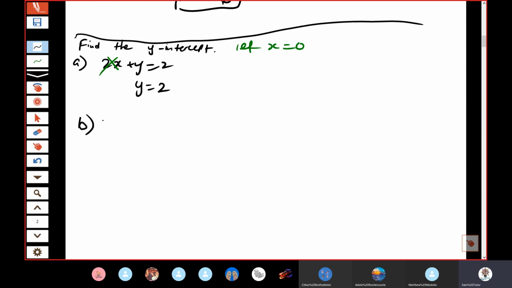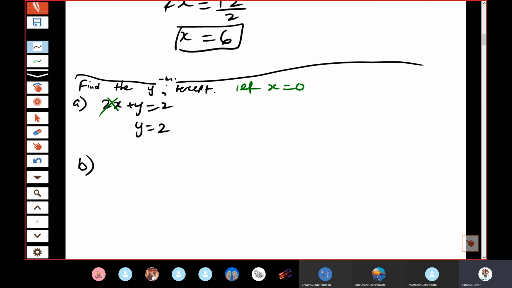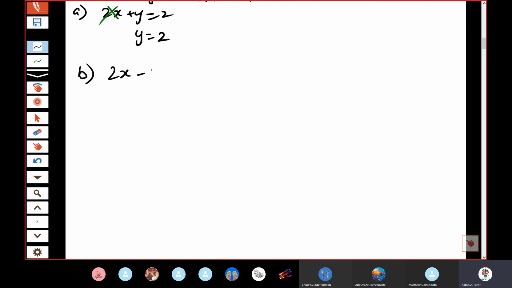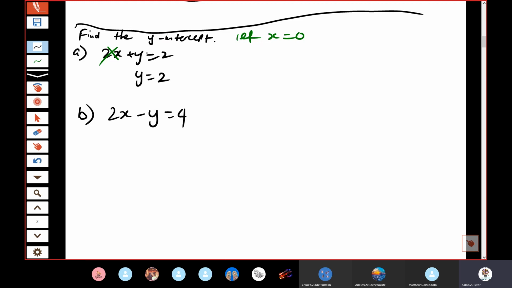B. 2x minus y equals 4. And again, I need to find the y-intercept. What do I let equal to 0? The x. I think you guys are starting to see this. What am I left with? Very important. What am I left with here? Oh, look what's in front of it. Yeah, so it's minus y equals 4.